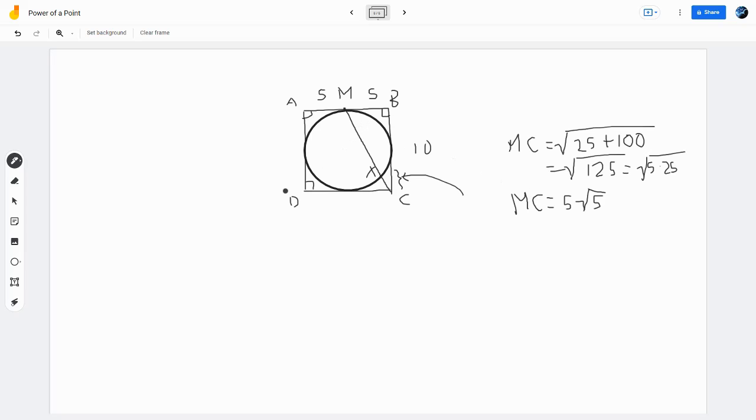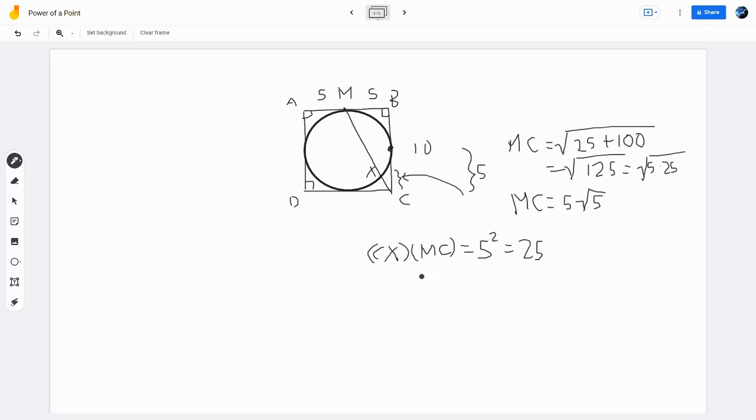Great, what next? Well, we can use power of a point. Remember that XC, right, times MC, right, outer multiplied by whole, is going to be equal to, by the tangent secant theorem, whatever this tangent's going to be, right, over here. And we know that this is going to be half of the length. So this tangent right here, that's going to be 5. And this is equal to tangent squared. So this is 5 squared equals 25.